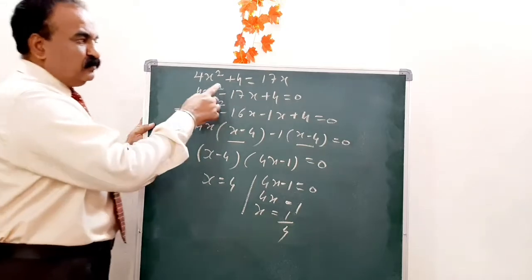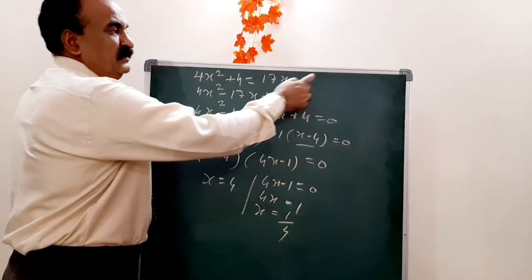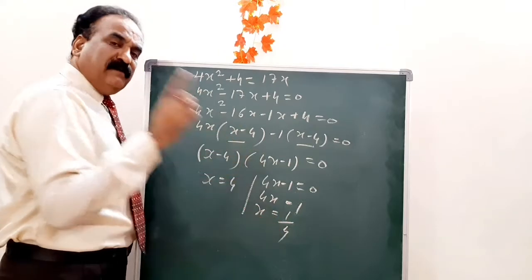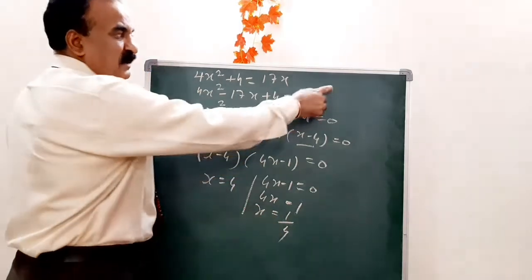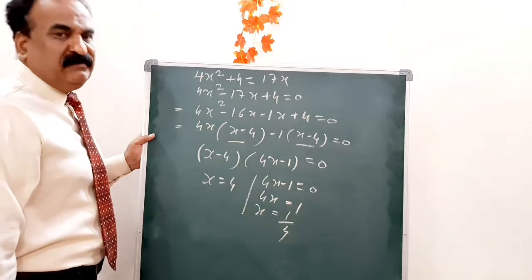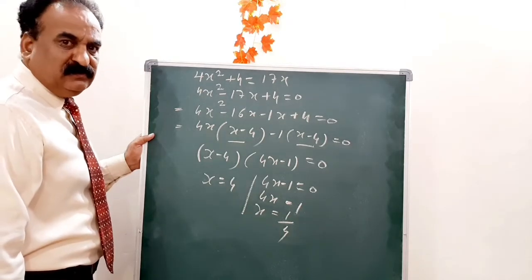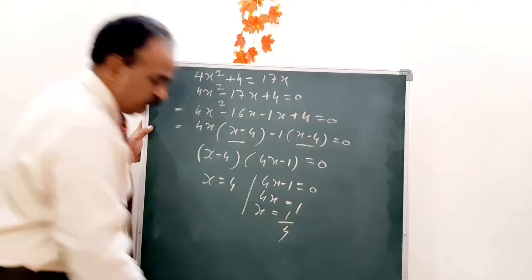See, according to the question, the sum of a number and its reciprocal, 4 and 1 by 4, their sum is 17 by 4. And see, according to the question, the sum is 17 by 4. I hope this is clear to you. Okay, good. Now next question.